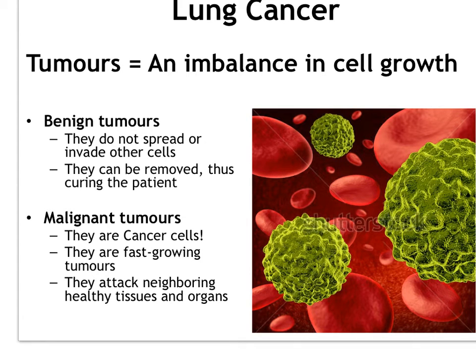Now we have benign tumors, which do not spread or invade other cells. And because they do not spread, they can be removed, which will lead to less complications. But on the other hand, we have malignant tumors. Now they are cancer cells, and they are fast growing tumors that attack neighboring healthy tissues and organs. In short, malignant tumors have the ability to spread and destroy very quickly.